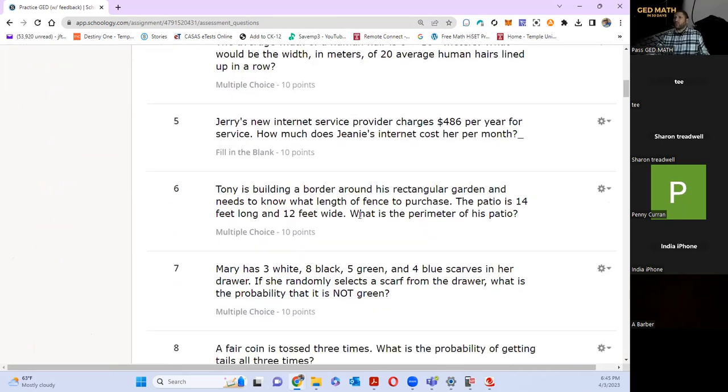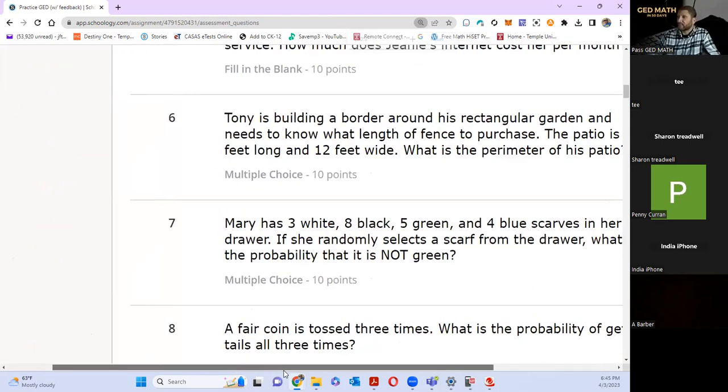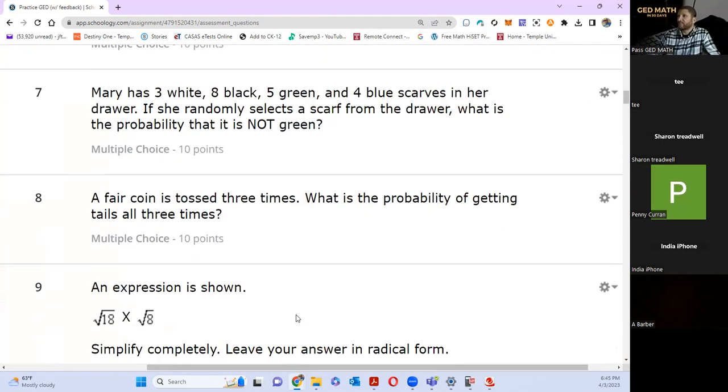What's that one you said? You wanted the probability one, right? Number 7. Mary has 3, right? That one. Mary has 3 white, 8 black, 5 green, 4 blue scarves in her drawer. If she randomly selects a scarf from the drawer, what is the probability that it is not green?